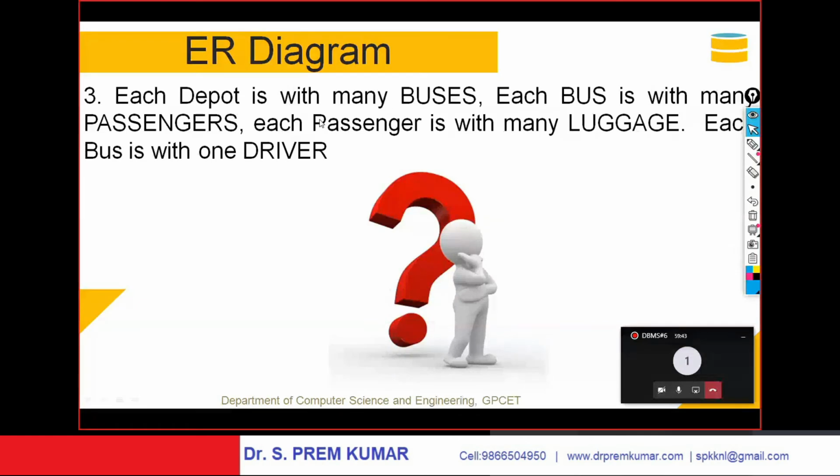Each depot is with many buses. Listen to the question carefully. You are asked to draw the ER diagram by taking your own attributes. Each bus depot is with many buses. Each bus is with many passengers. Each passenger is with many luggage, carrying suitcase, briefcase, baggage. Each bus is with one driver.